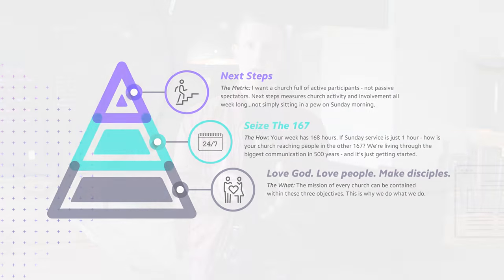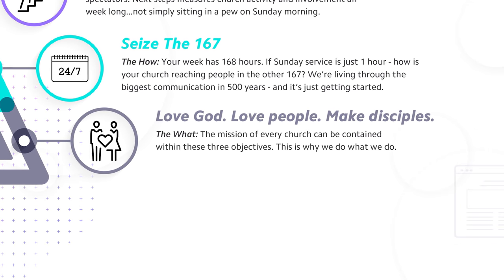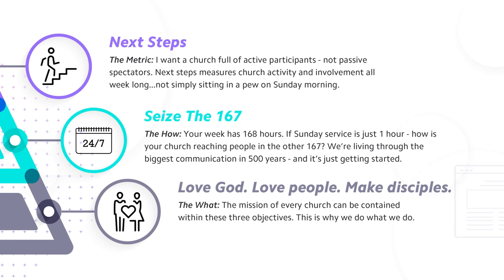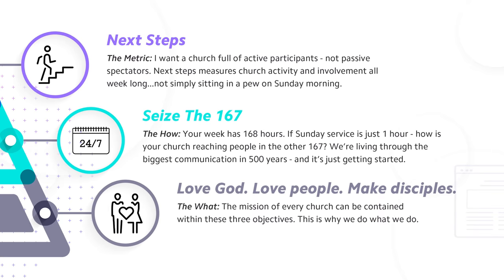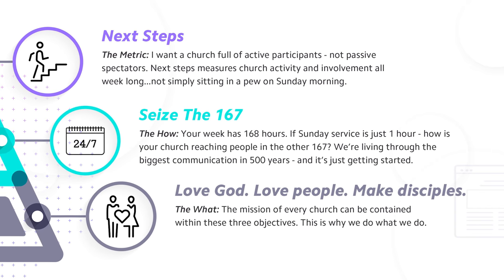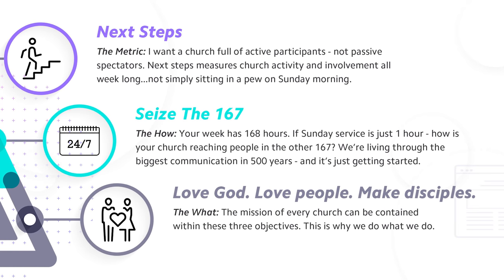Well, here's the new paradigm for measuring church growth. At the bottom of the pyramid is the what. Love God, love people, make disciples. Again, this part never changes. From there, we have the how. Seize the 167. Your week has 168 hours. If Sunday service is just 1 hour and people are attending at lower rates than ever, well, how is your church reaching people in the other 167?